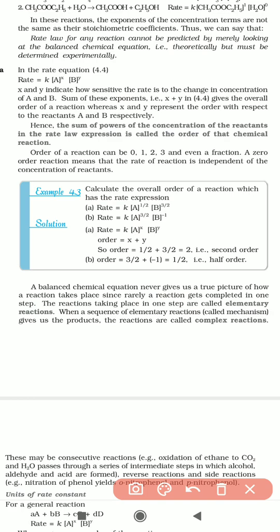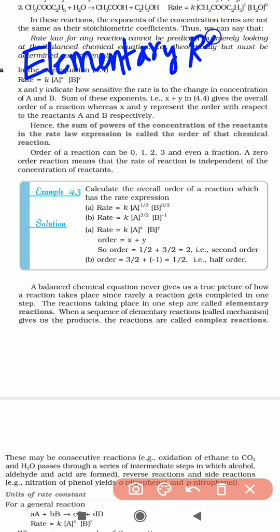Chemical reactions are classified into two types: one is elementary reactions and the other is complex reactions. First of all, now we are going to see elementary reactions. What is meant by an elementary reaction?